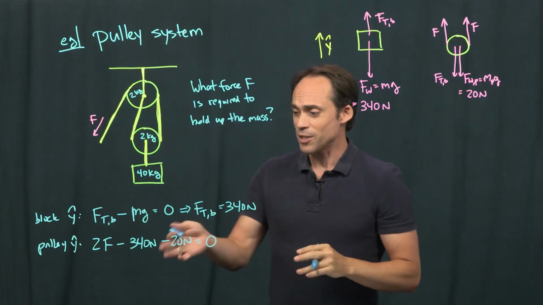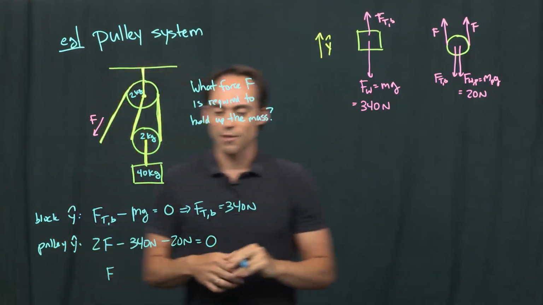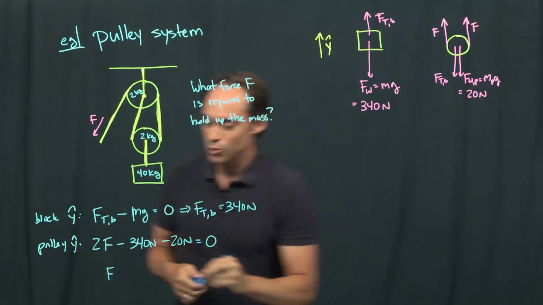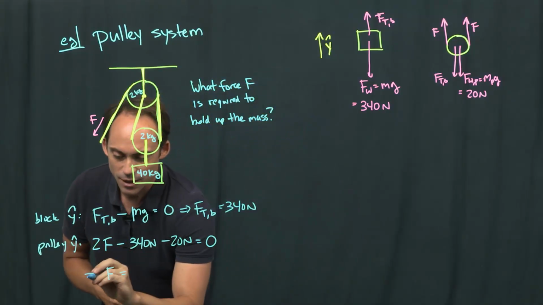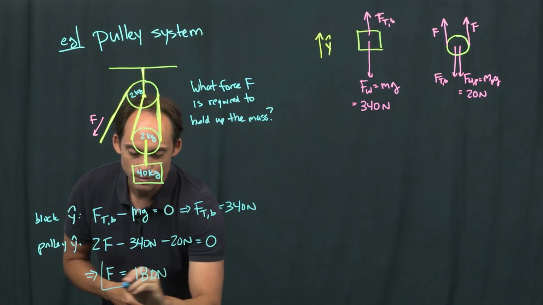And now you see we've actually come to the solution because all we have to do is write these two numbers off to the side. So this is going to take a 360 over that side. We divide by 2. And what we get out is the tension force applied is 180 newtons.